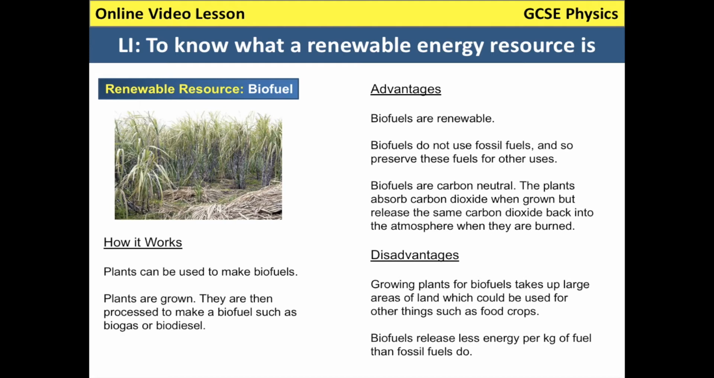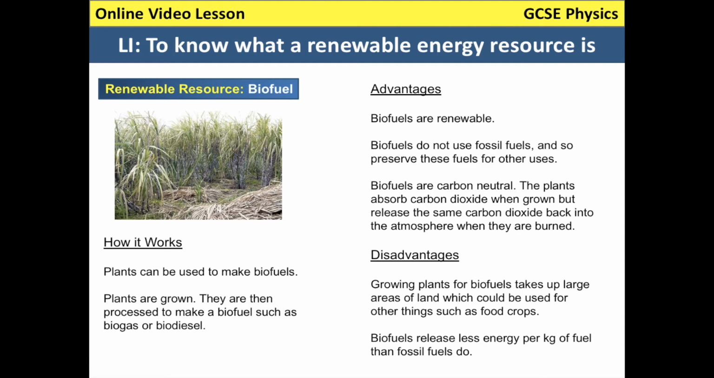Now, the biggest advantage of biofuels is, of course, the fact that they are renewable. A renewable resource is one that gets replenished as it is used and therefore will not run out. What this means in terms of biofuels, of course, is that once the plants have been harvested, new plants can be planted and can be growing whilst the biofuel from the plants that have just been dug up is being used. Now, biofuels do not use fossil fuels, and so preserve these fuels for other uses, which is a big advantage because obviously we have limited amounts of them.